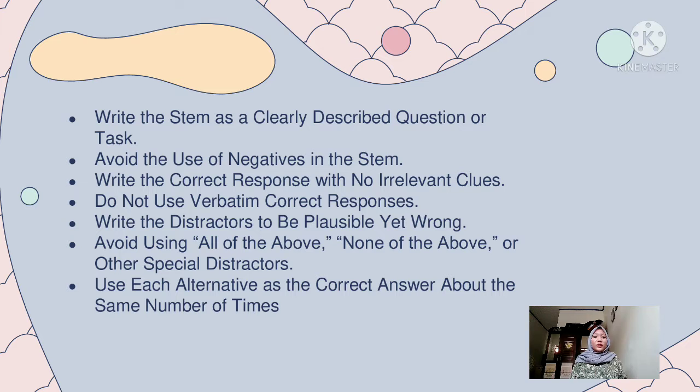Jadi usahakan ketika kita ingin membuat stem harus memasukkan informasi yang bermanfaat dan usahakan stem tersebut tidak bertele-tele dan masuk akal. Kemudian yang kedua yaitu write the correct response with no irrelevant clues.